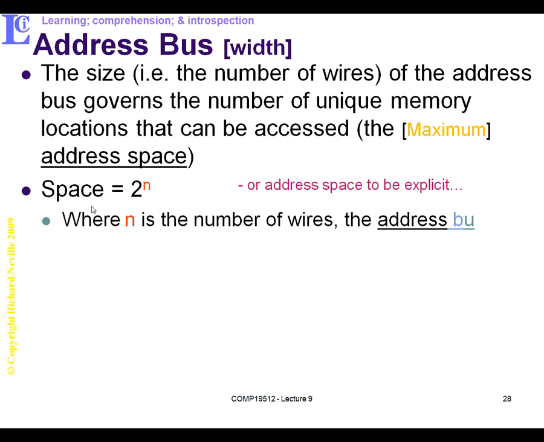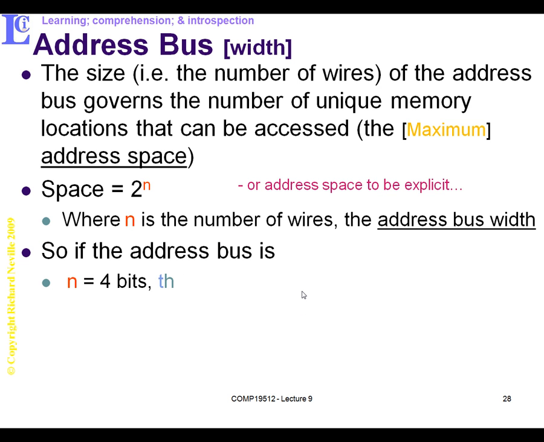So if we've got a space of 2 to the n, where n is the number of wires, that will give us the address bus width. So n gives us the number of lines in the bus, particularly in this case an address bus. So let's look at some examples of this.